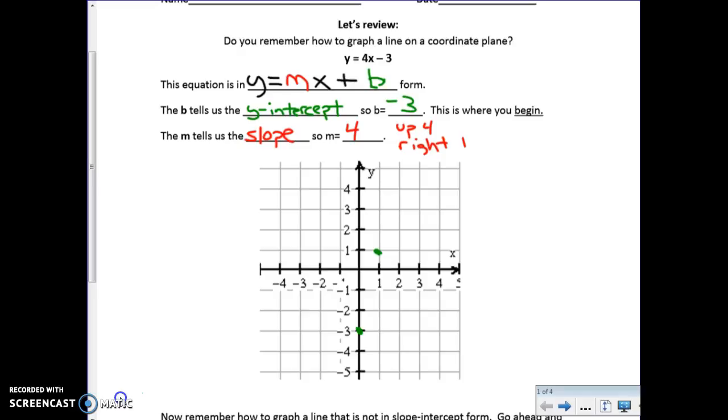So you can use a ruler or a straight edge like your calculator and just draw a nice straight line. Yours will probably look a lot better than mine. And don't forget arrows. All right? So that's a review of how to draw a line in slope-intercept form.